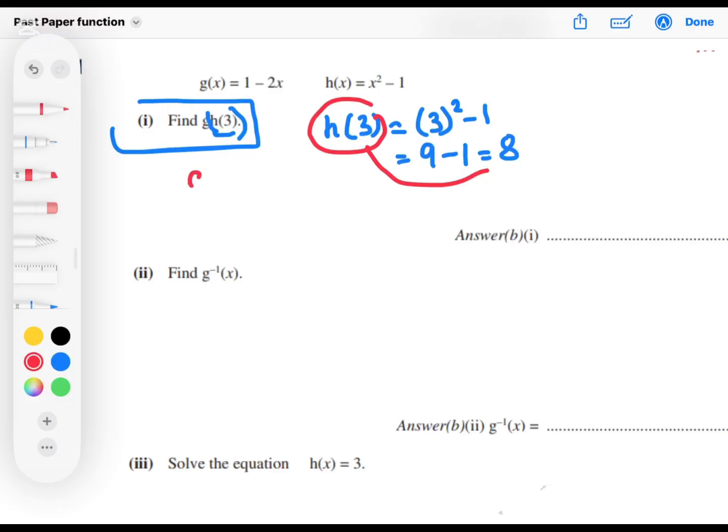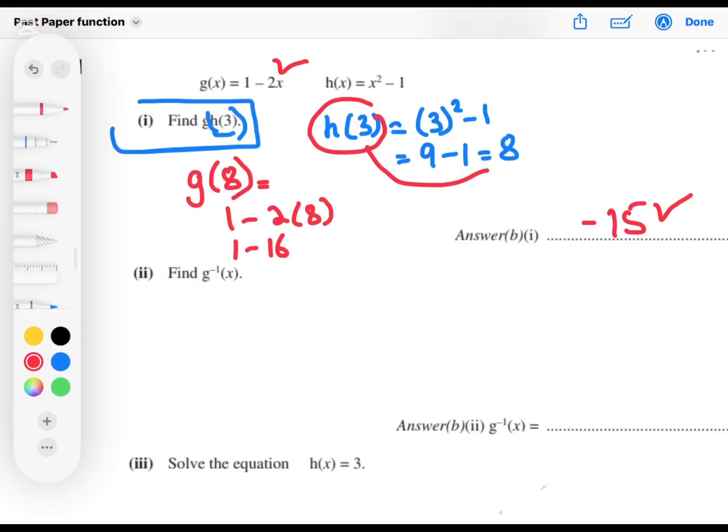So I will replace this h(3) by 8. Now the question becomes g(8). This means I have to put 8 in the function of g. So when I put 8 in the function of g, 2 8s are 16, and 1 minus 16 will be minus 15. So this will be our final answer.